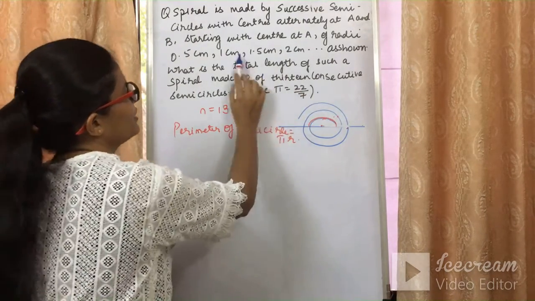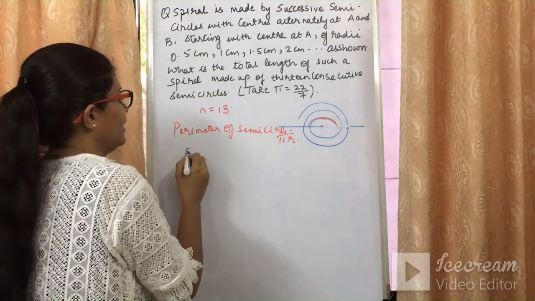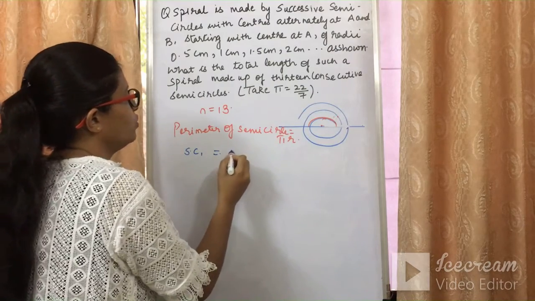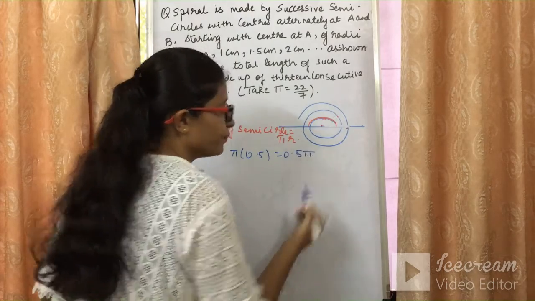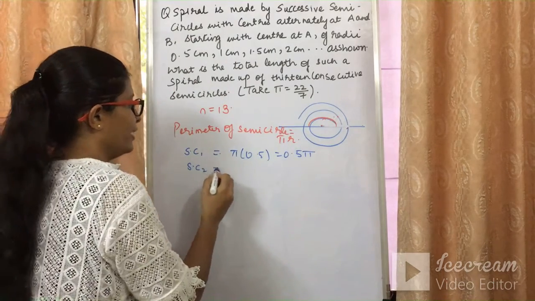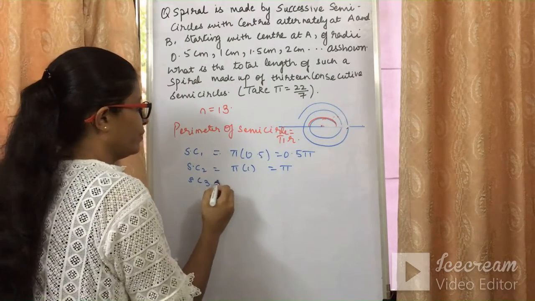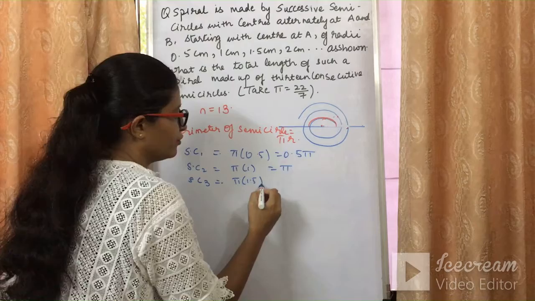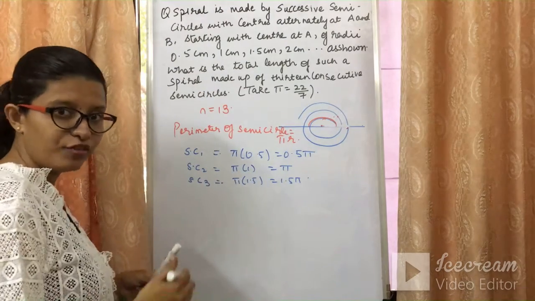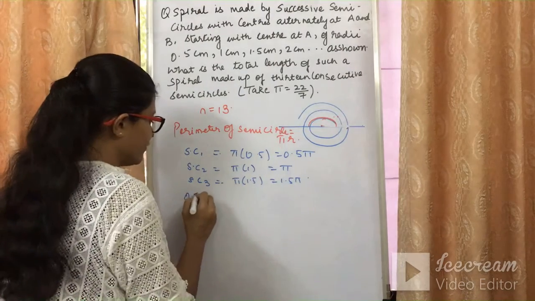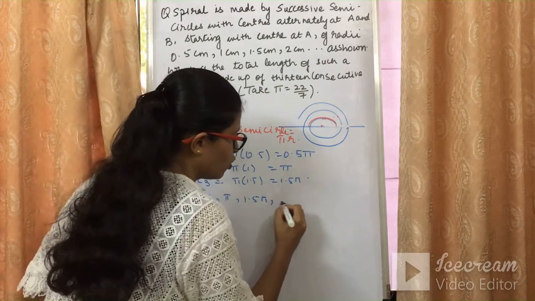So the first semicircle is of what radius? 0.5. So semicircle 1 will be equal to pi into r, that is 0.5 pi. The second semicircle will be pi into 1, that is pi. Semicircle 3 will be pi into 1.5, that is 1.5 pi, and so on. We are increasing by 0.5 each time. If I write this in series, I will get 0.5 pi, pi, 1.5 pi, and so on.